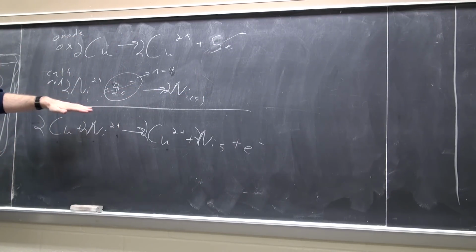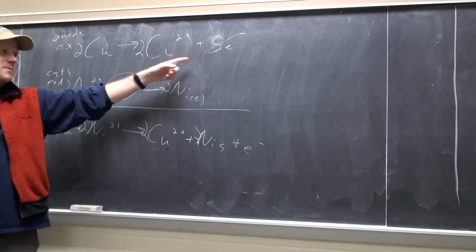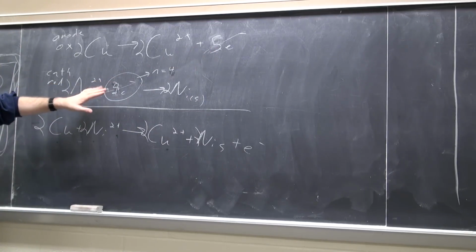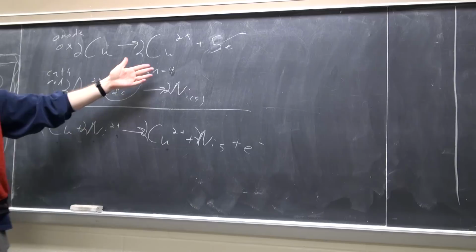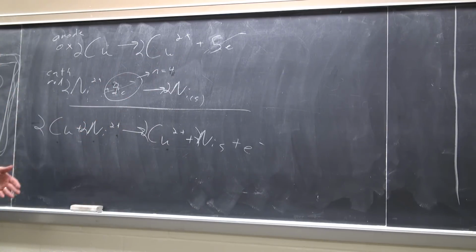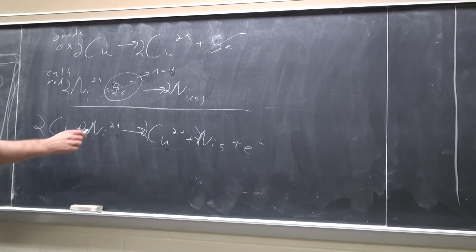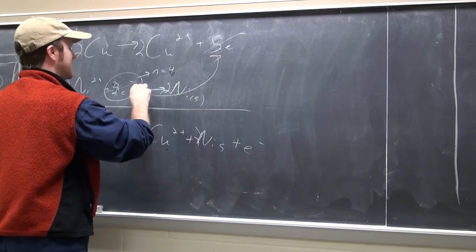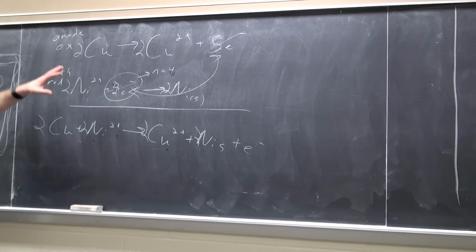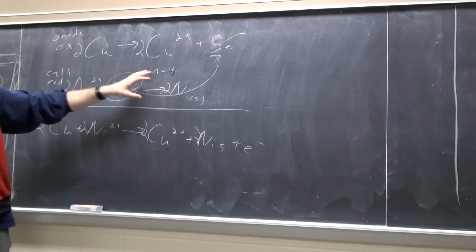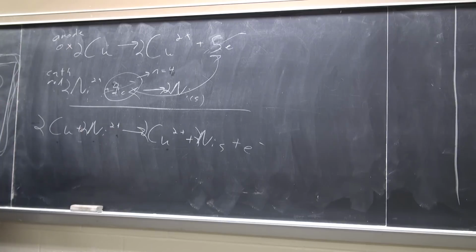Well, I need to make sure I have the same number of electrons in the half reactions. So this is not balanced because I would need to get 20. 20 is going to be the lowest number that fits both of these. So I'd have to multiply this one times 5, that one times 4, and then n would be 20. That's a little weird. But the electrons have to balance in each of my half reactions, right? In oxidation, I'm going to make electrons. In reduction, I'm going to consume electrons, and those electrons have to balance.